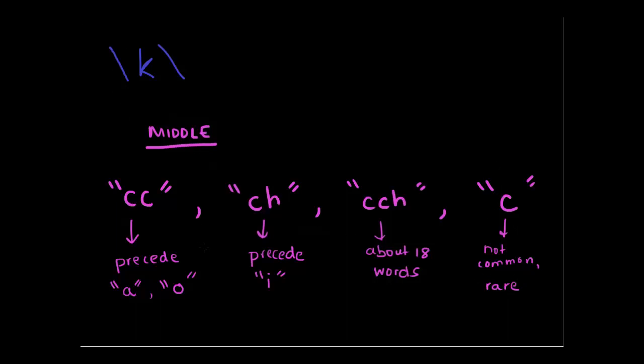Maybe that will help. With CC, there's a couple of words. Spiccato is one. Spiccato. See, there's an A right there, so that's why we know it's going to be a CC, because it precedes an A or an O. Similar example is attacca for CC. Let me just fit it here. Attacca. Again, there's an A after, so CC.